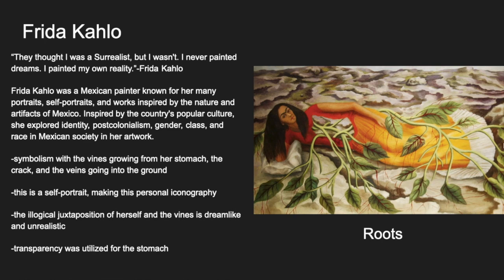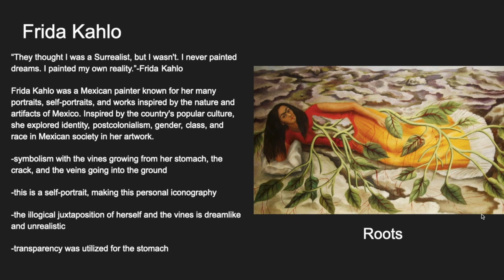So some of the places that we can see symbolism in this piece are with the vines that are growing out of her stomach. She actually could not have a child, which was something she represented in her artwork a lot. Notice there are veins coming out of these leaves. There's a crack in the ground that could symbolize things in her life that aren't going the way that she had expected.